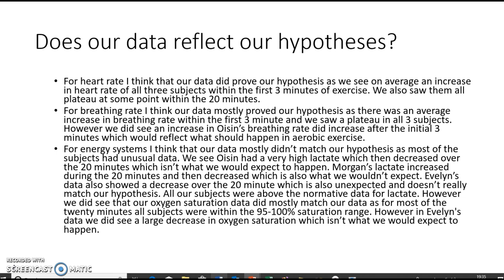For energy systems, we think the data mostly didn't match our hypothesis, as the subjects had very unusual data. We saw Oshin had a very high lactate, which then decreased. Morgan's lactate increased as well, and Evelyn's showed a decrease over the 20 minutes, which is unexpected and doesn't really match our hypothesis. All our subjects were above the normative data for lactate. However, the oxygen saturation data did match normative data, which could suggest that they were working aerobically. However, in Evelyn's data, we did see a large decrease in oxygen saturation, which wouldn't support our hypothesis.